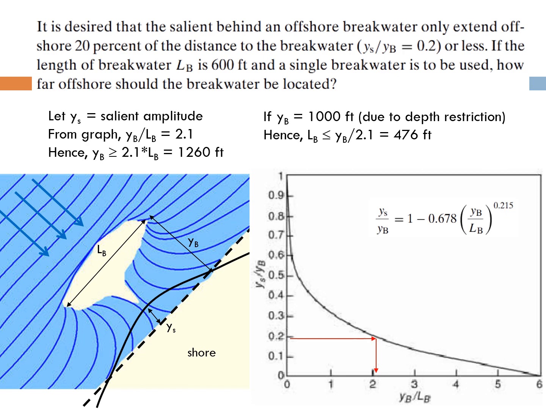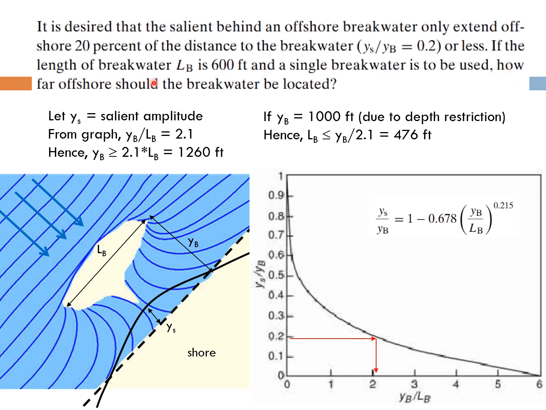It is desired that the salient behind an offshore breakwater only extend offshore 20% of the distance to the breakwater or less. Here, the distance of the breakwater is this. This is the original shoreline. We're going to allow the salient to form to the extent whereby the salient amplitude extends beyond the original shoreline only 20% of the distance towards the offshore breakwater, so that ys over yb equals 0.2, where ys is the salient amplitude as shown here.